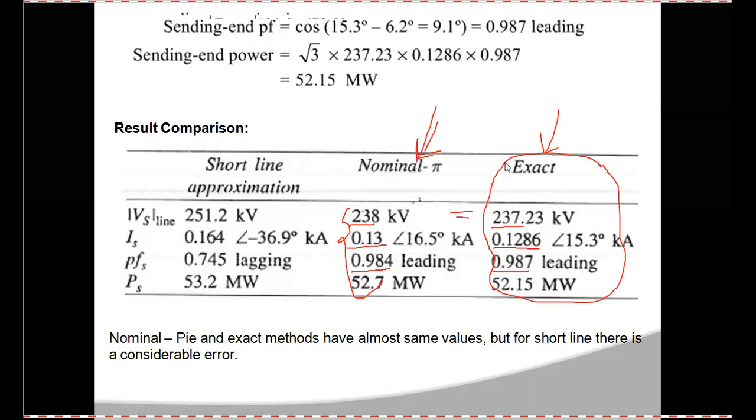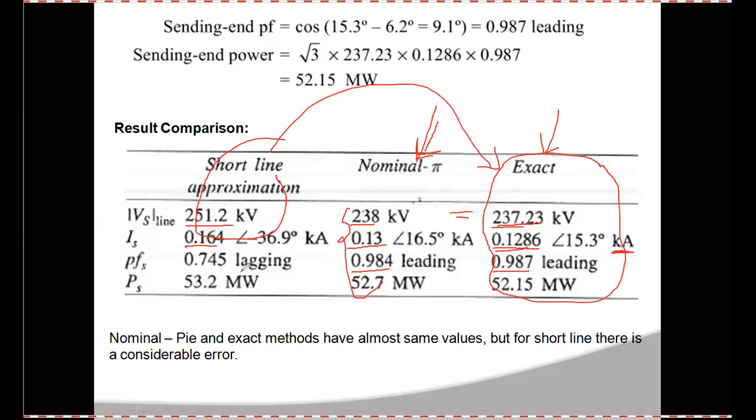But if you compare the exact solution with the short line approximation, you see the Vs line voltage for short line approximation is 251.2, while the exact value is 237.23. There is a big difference. Current is 0.164 for short line approximation, while here it is 0.1285, in kiloamperes. So there is a large current difference as well.